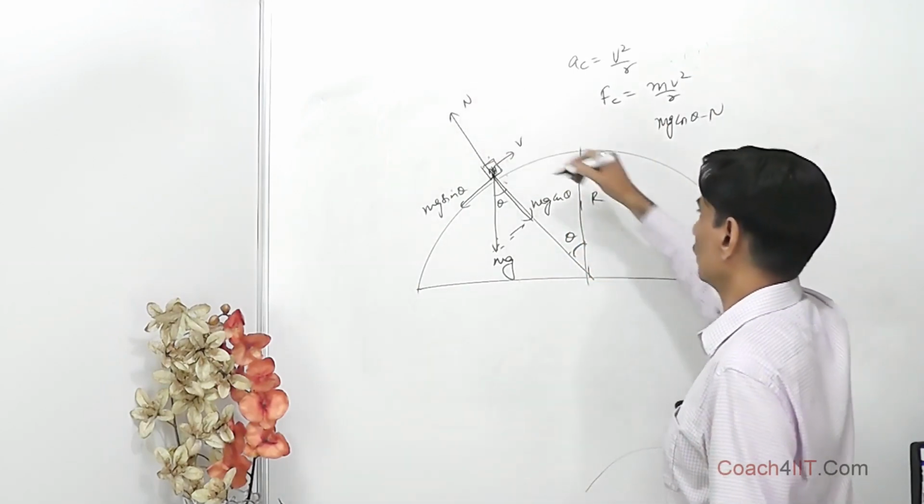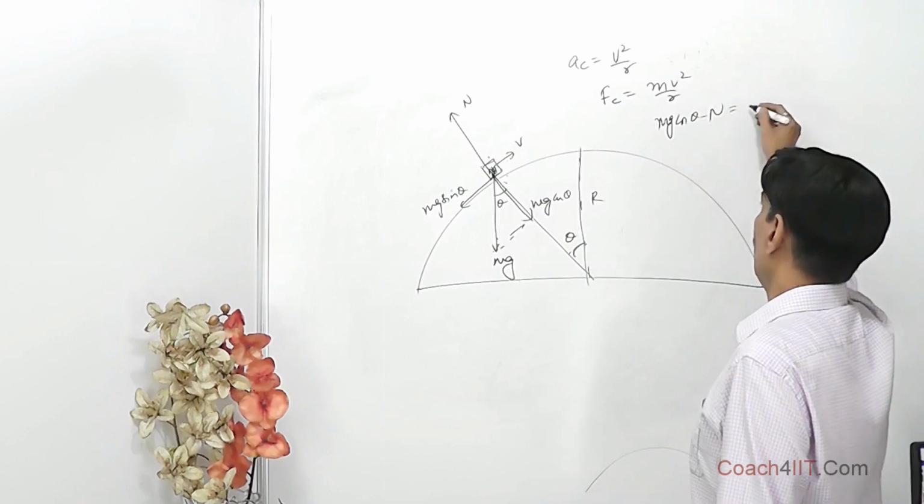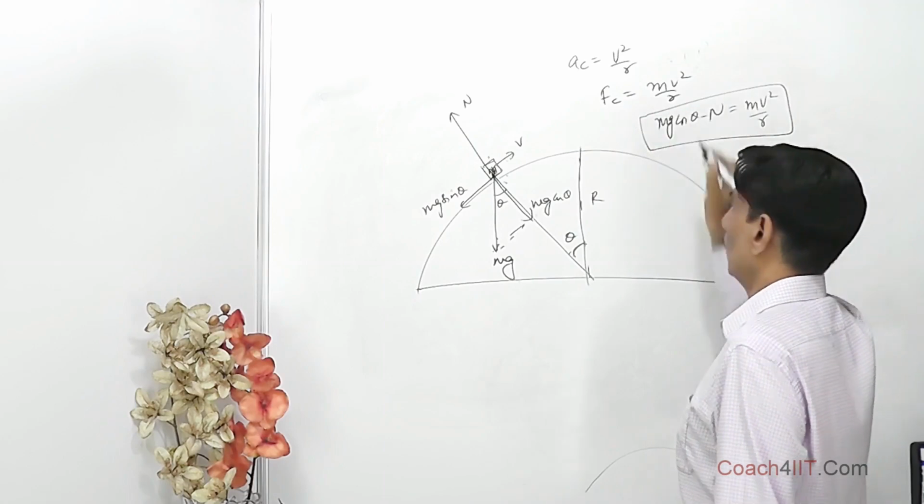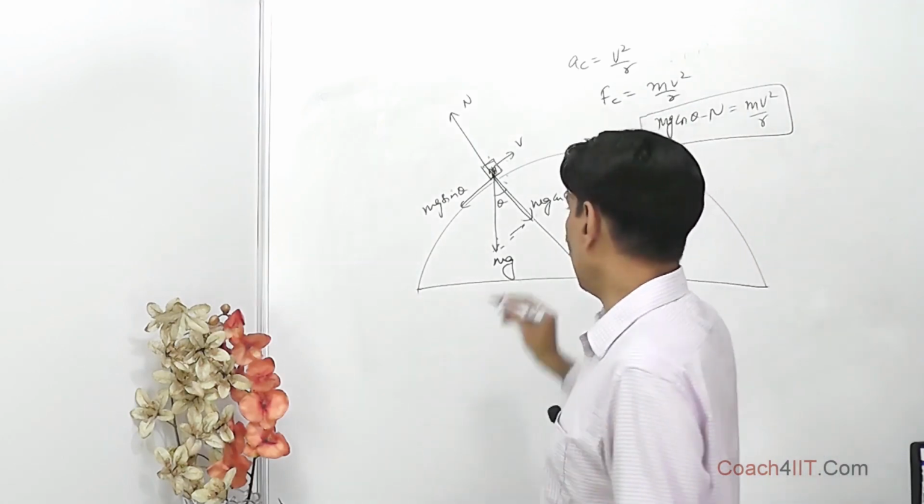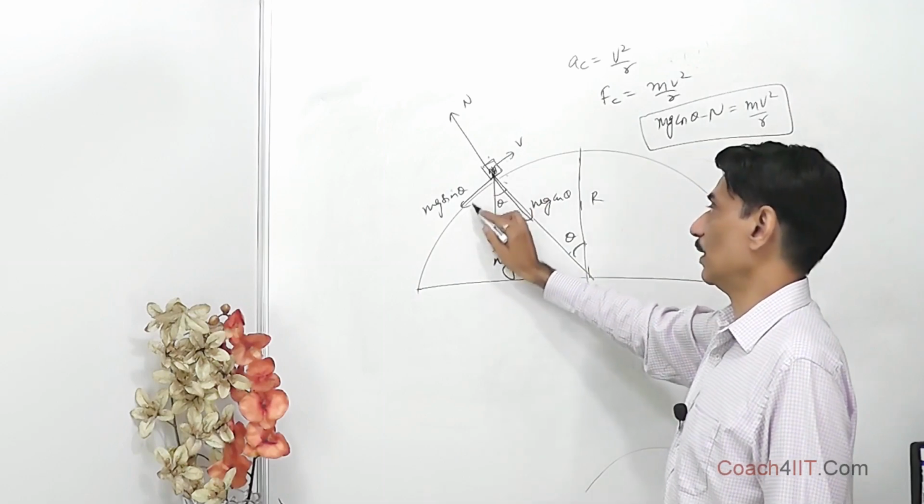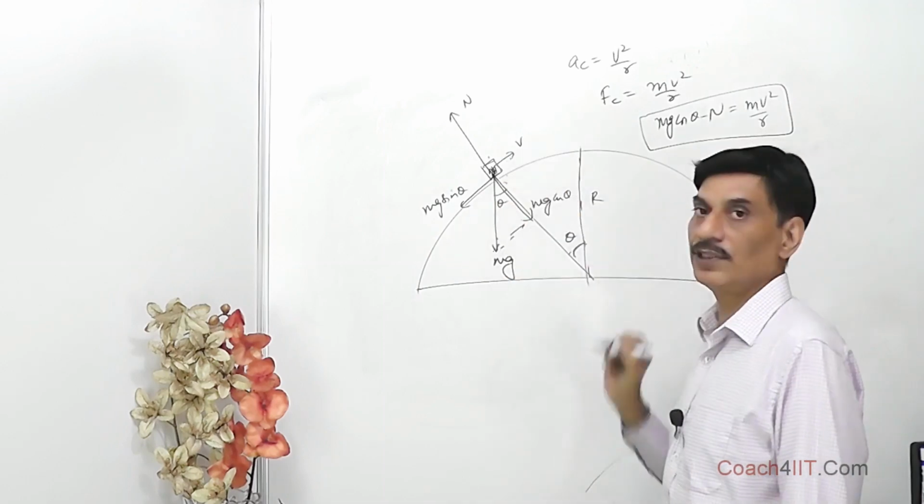These forces are in opposite directions, so mg cos theta minus n equals mv square upon r, this meets the requirement of centripetal force. And this is force tangential, this is tangential force mg sin theta. Because of this there is going to be tangential acceleration.